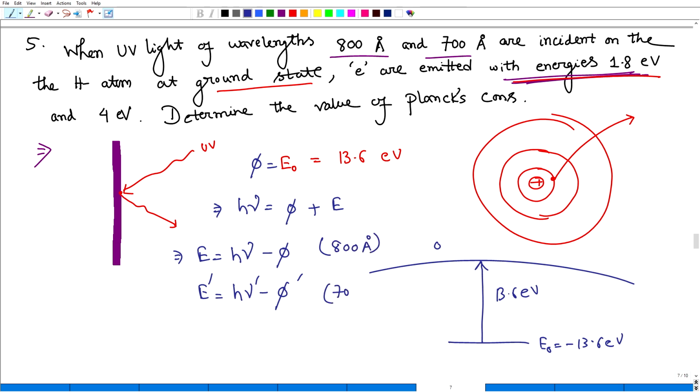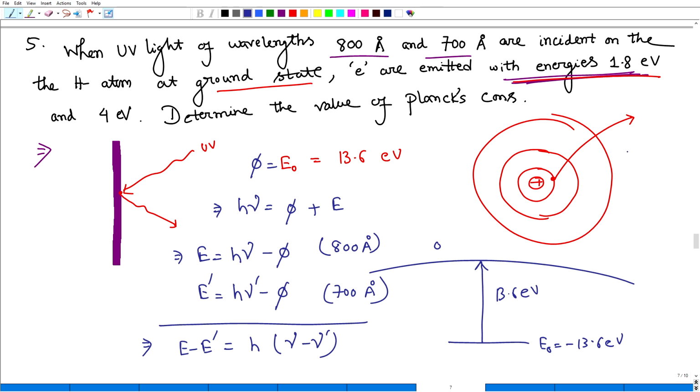This is for the 700 Armstrong case. Phi is the same. The work function should be the same for both cases. There is no change as such. So we can write it like this: E minus E prime should be h common, nu minus nu prime. Okay, so now we can calculate what is E.